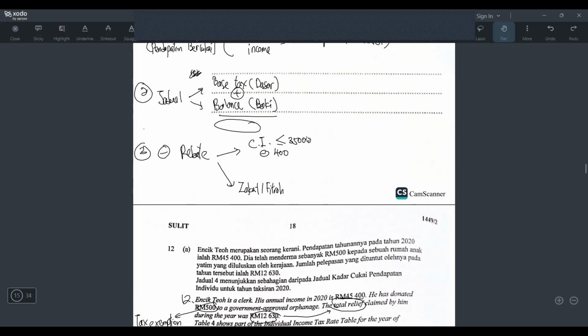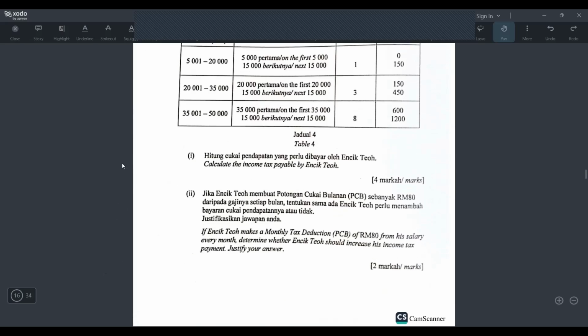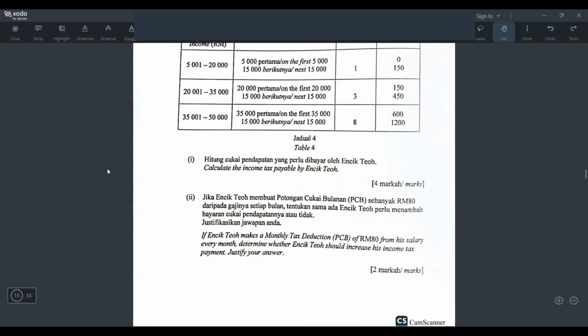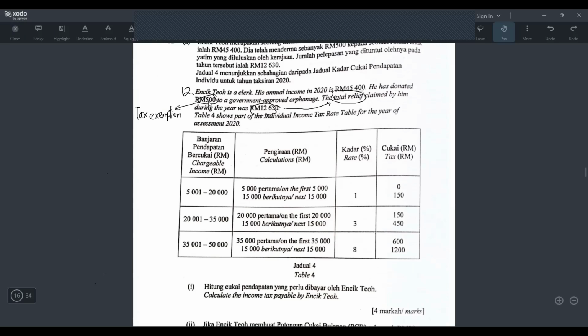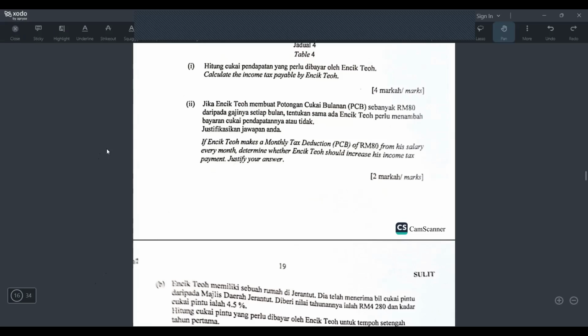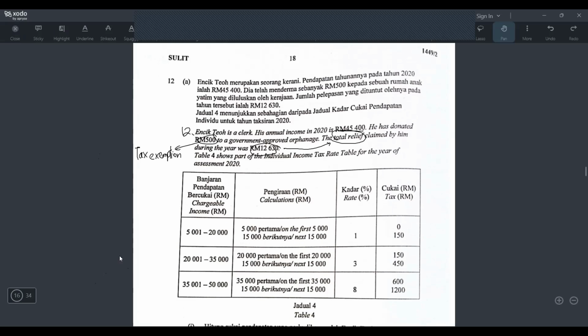Okay, but we don't know whether the chargeable income is below 35,000, we still don't know yet because we haven't done it yet, right? So now I will find my chargeable income. And what is the formula? Total annual income 45400 minus exemption 500 minus relief 12630. So let's write down 45400 minus 500 and then minus 12630. Let's double confirm again. Did I write it correct? Oh, yeah, correct. So now we press 45400 minus 500 minus 12630. My calculator gives me 32270.